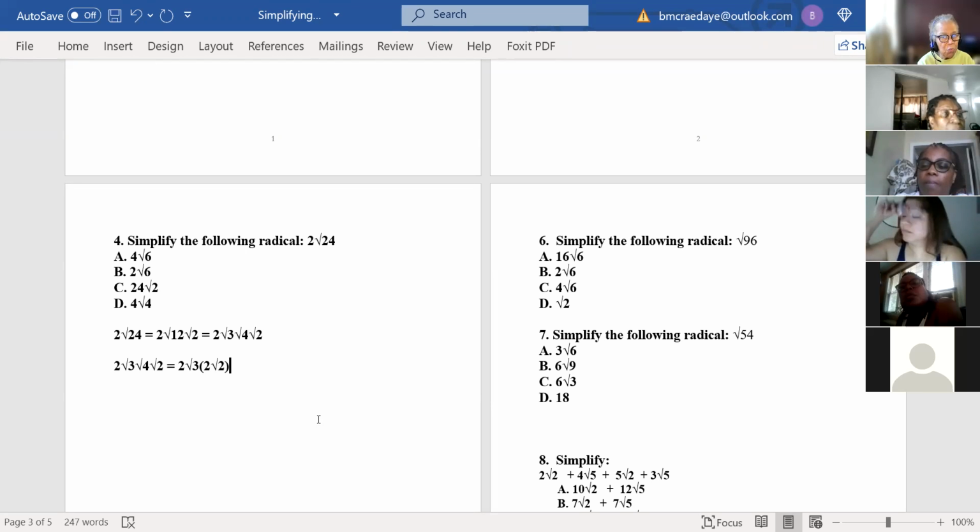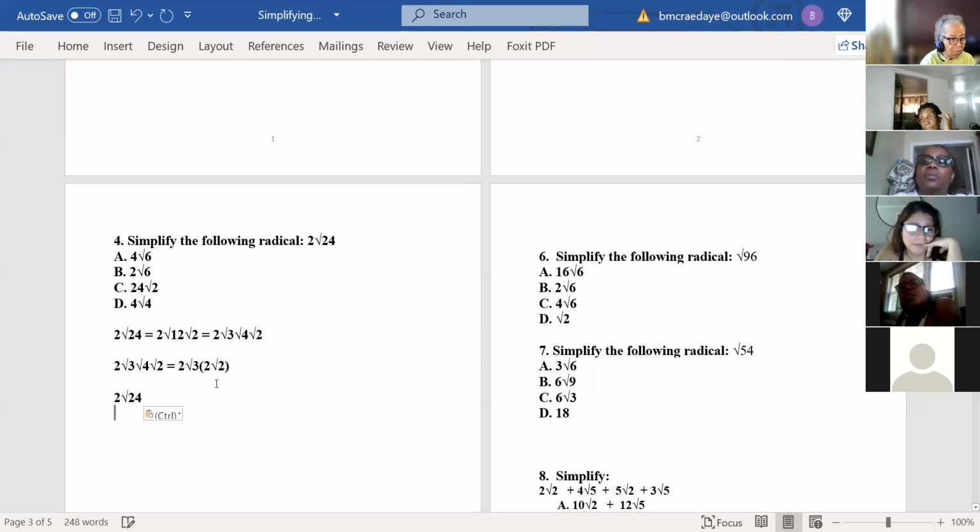Think of 2 factors, one of which is a perfect square root. Two numbers you can multiply and get 24, and one of the numbers is a perfect square root. 4 and 6. That's right, 4 and 6. Okay, so Vanessa's saying 4 and 6.